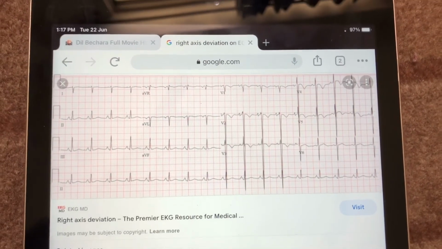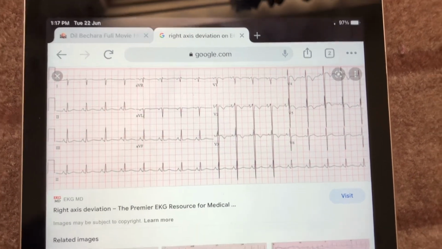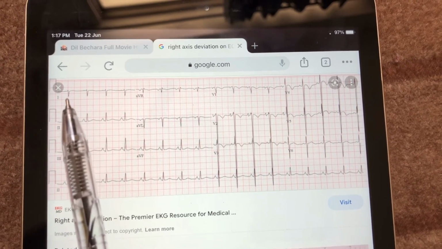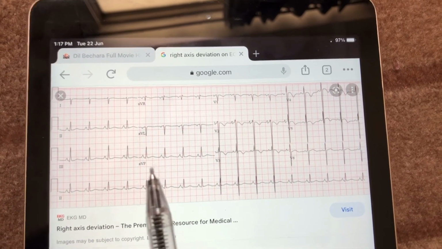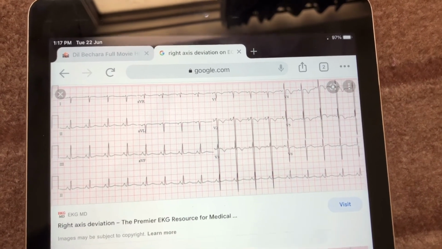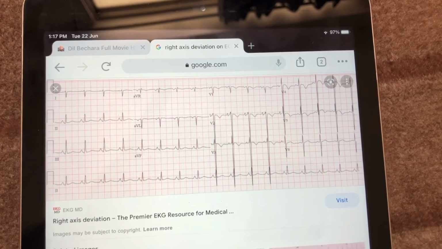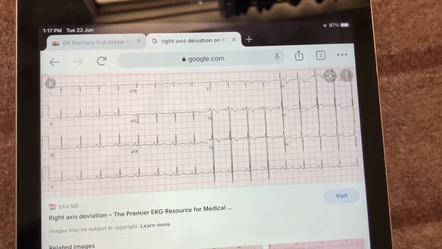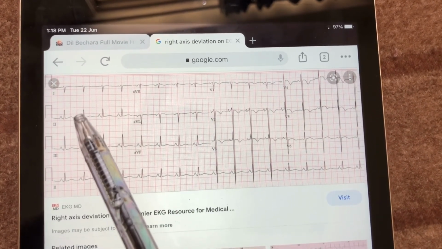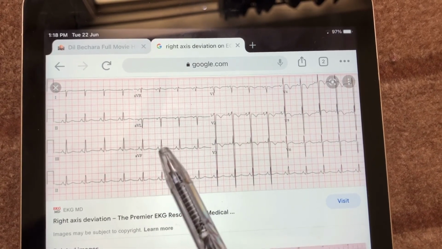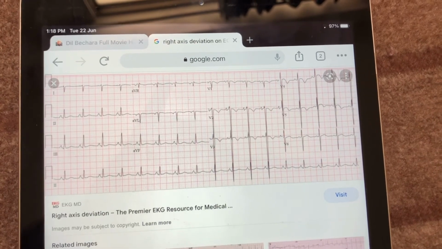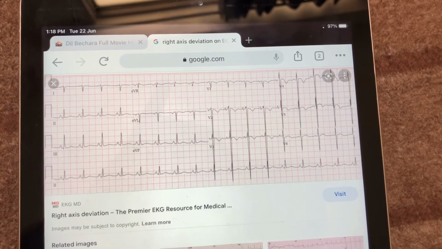Now let's see some axis deviation on ECG paper. Look at here, lead number 1, downward deflection. It means that the action potential is going away from the left ventricle. And look at lead AVF, upward deflection of the QRS. It means the action potential is going towards the right ventricle. It means right axis deviation. To confirm it, look at lead number 2. Lead number 2 is supporting lead AVF. So this is the ECG of right axis deviation. It means right ventricular hypertrophy has occurred.